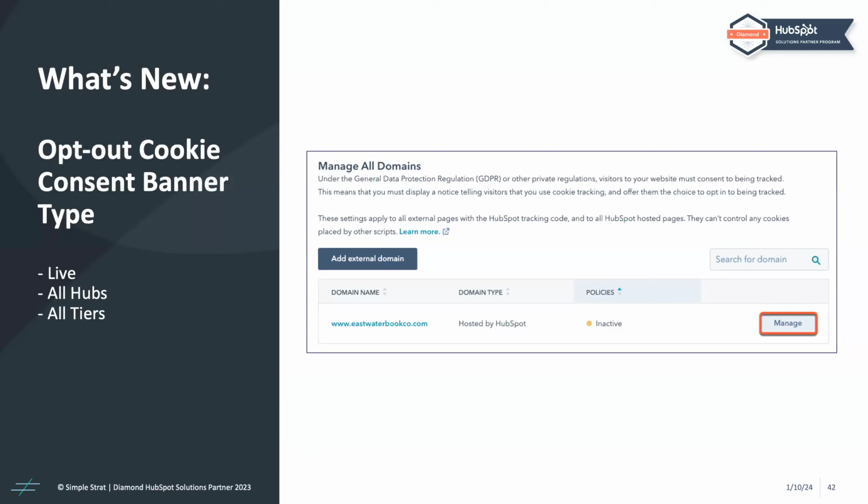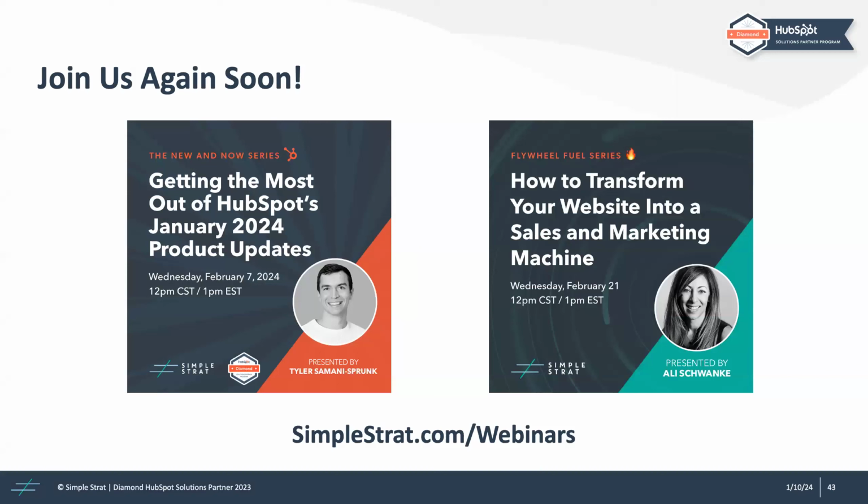But you can have the opt-in banners in GDPR countries, so all those European countries, and then in the US and any countries that haven't adopted those stricter privacy standards, at least not yet, you can have this opt-out banner. So hopefully a nice uptick in the amount of data that you can get around your website data and things like that. All right, so that is all of our updates.